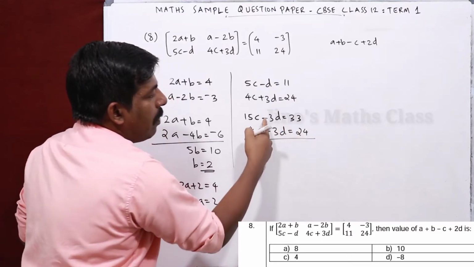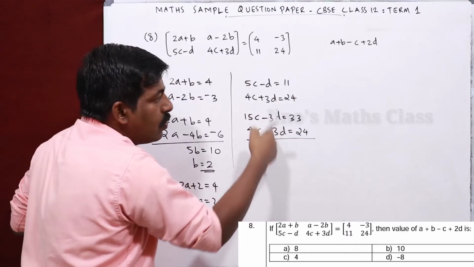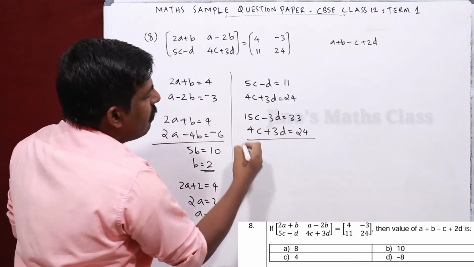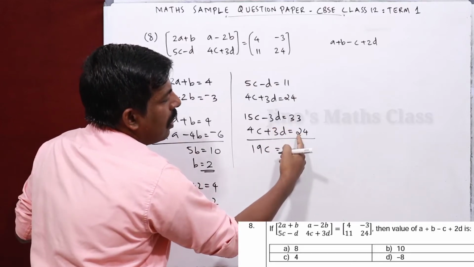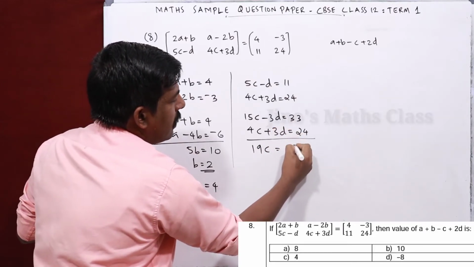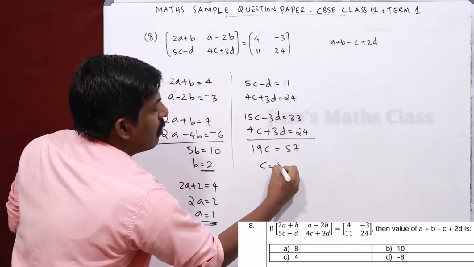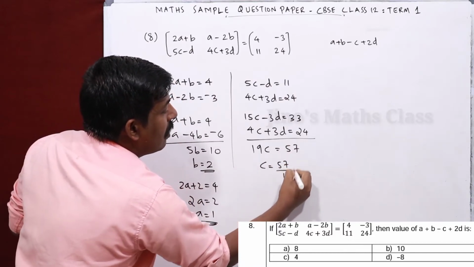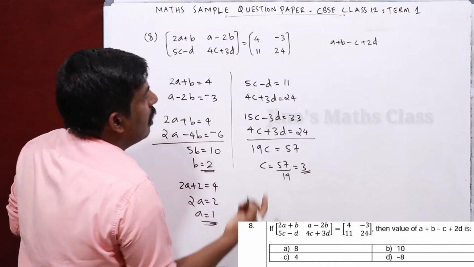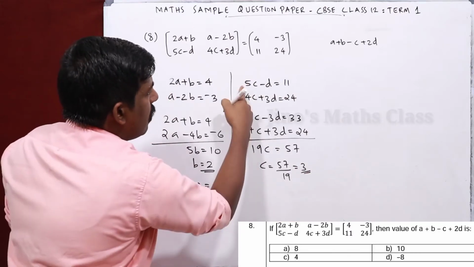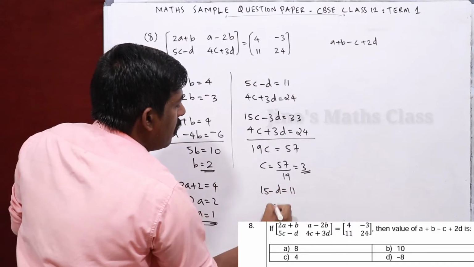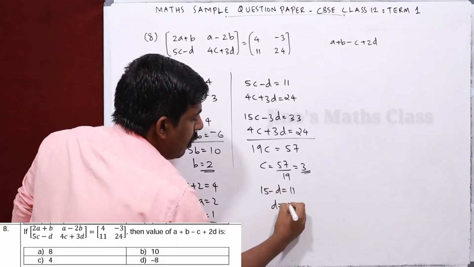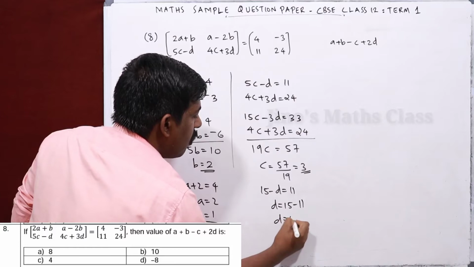Now we can see here −3 plus 3, so we should add these two equations. So when we add here, we will get 19C, that is equal to 33 + 24, we will get it as 57. That means C is equal to 57 by 19, we will get it as 3. Substitute in any one equation. If we substitute here, we will get 15 − D = 11, or D is equal to 15 − 11, we will get D = 4.